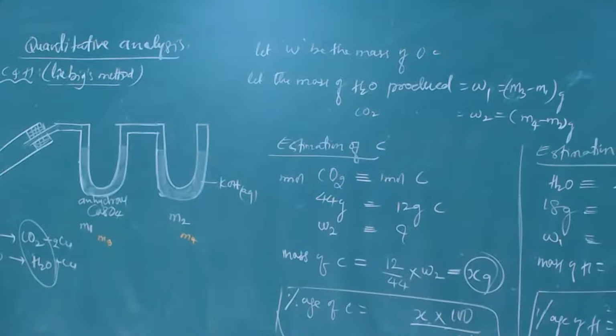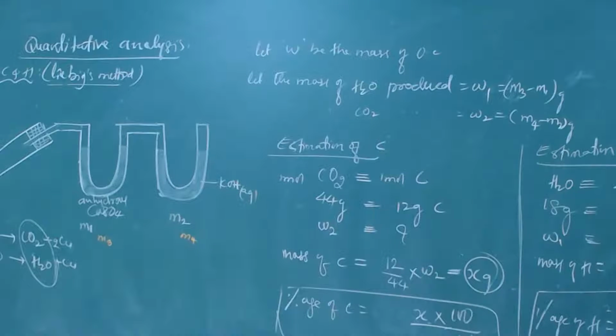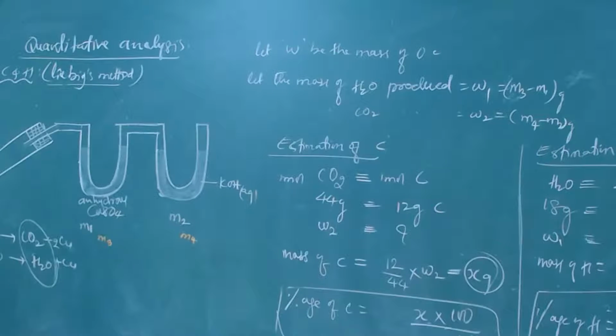For hydrogen, 2 grams is present in 18 grams, so how much is present in water? W1 is for water, W2 is for carbon dioxide. So W1 how much? W into 100. This gives the percentage of carbon and hydrogen. Estimation of carbon and hydrogen.